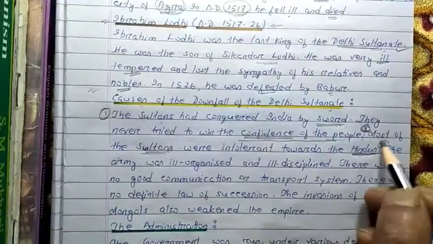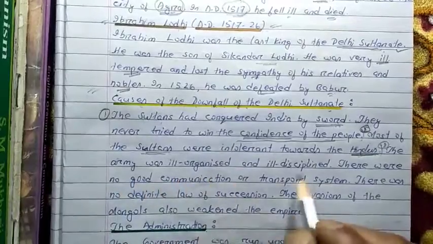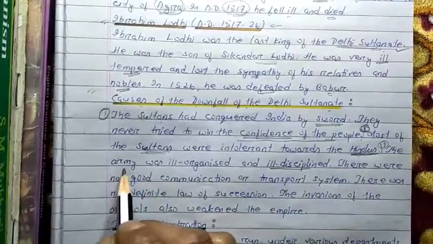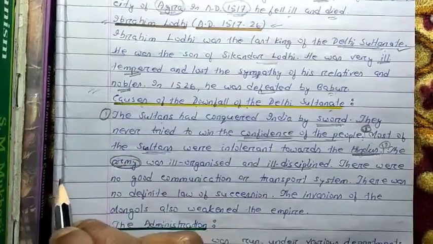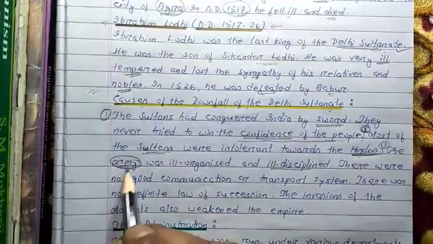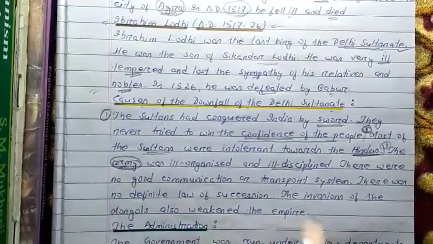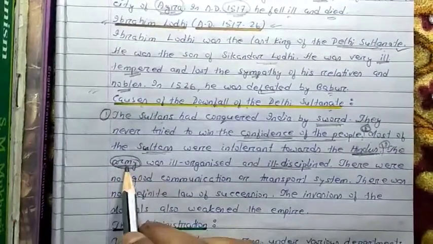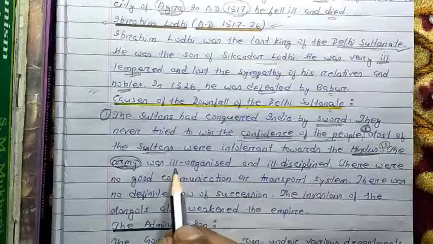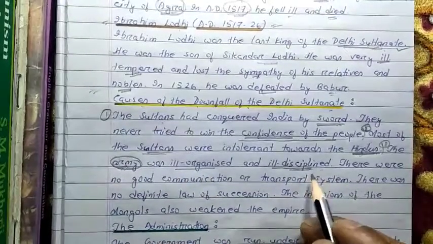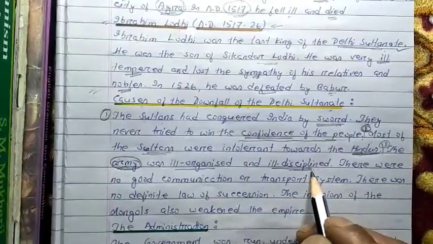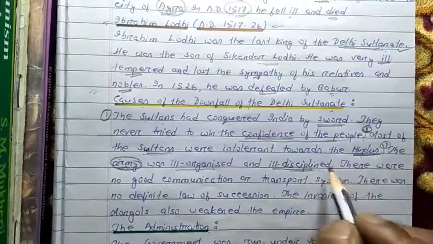The third one is, the army was ill organized and ill disciplined. You know, during that time the main organ of the government or the administration was the army, because they were mainly depending on their army forces. But the army of the Delhi Sultans was not properly organized and not properly disciplined, and that was another reason for the downfall of the Delhi Sultans.